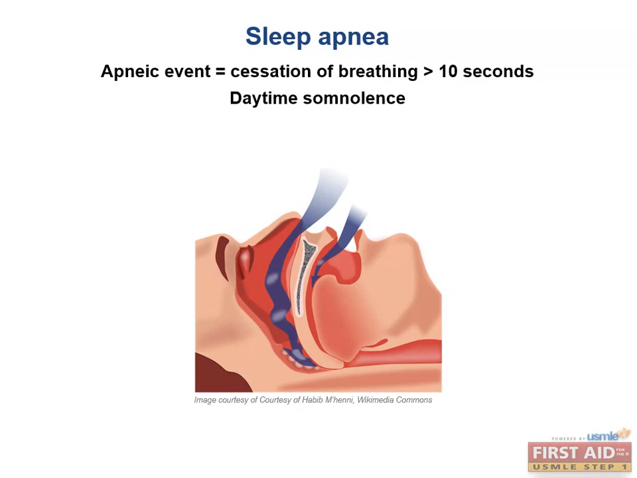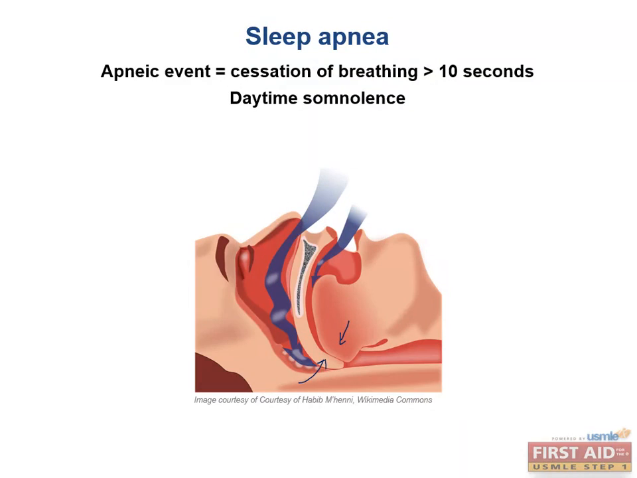When an apneic event occurs in obstructive sleep apnea, or OSA, which is the most common type, the respiratory efforts continue against airway obstruction. Here you can see that the airway is obstructed because of the tongue and the soft palate that close the airway.